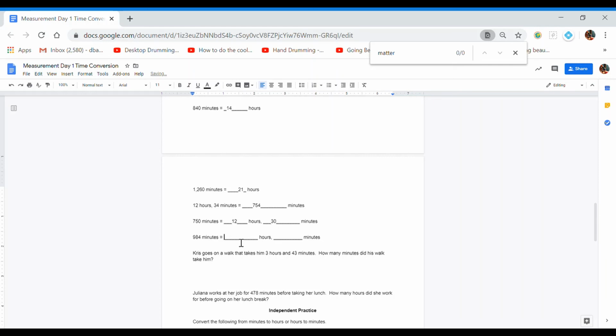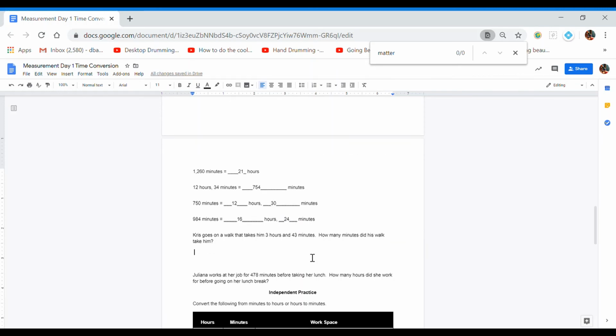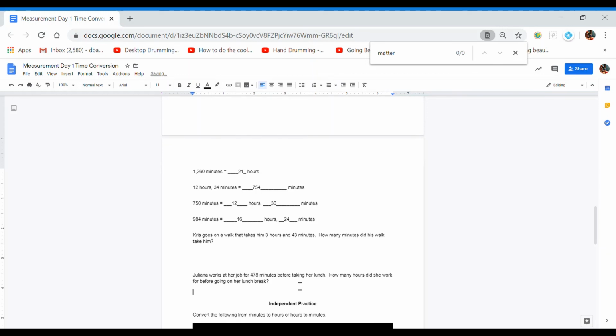12 hours, 30 minutes. 984 minutes: the 60 goes into there 16 times, and then after division I have 24 as my remainder, so it's 16 hours and 24 minutes. That brings me next to some word problems, which really aren't that much different than the work we're doing. It's just basically asking you how many minutes did the walk take him. And then that one says how many hours did they do. It's just a word problem, but it's the same kind of questions we've been asking.